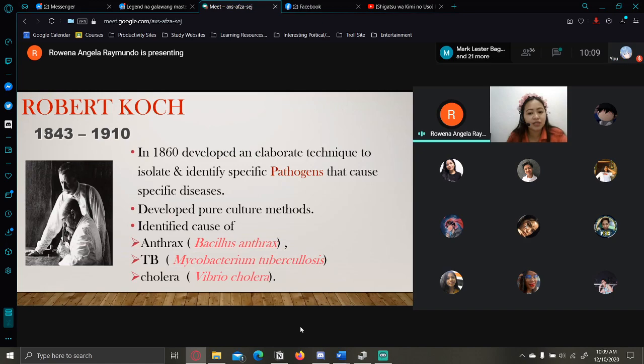He was able also to identify the causative agent of TB or tuberculosis, which is Mycobacterium tuberculosis, and the causative agent of cholera, which is Vibrio cholerae. So ito yung mga achievements naman ni Robert Koch. So na-identify niya yung causative agents ng iba't ibang sakit because nga doon sa kaniyang Koch's postulates. So dahil yun yung ginamit niya, inulit-ulit niya yung experiment na yun, and then he was able to identify the causative agents of diseases such as anthrax, tuberculosis, and cholera.